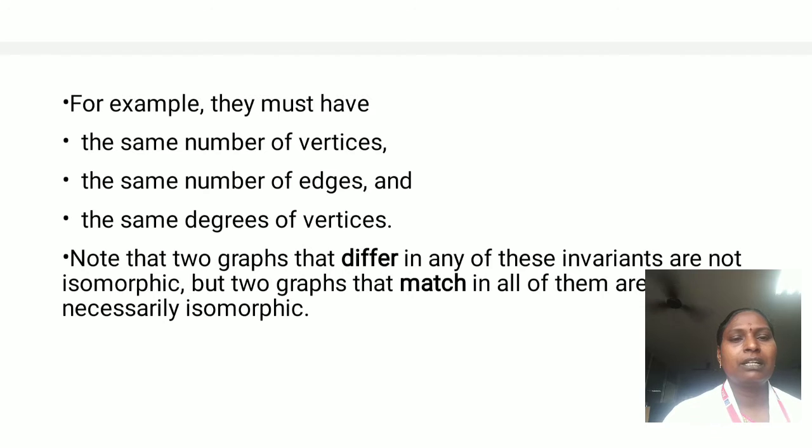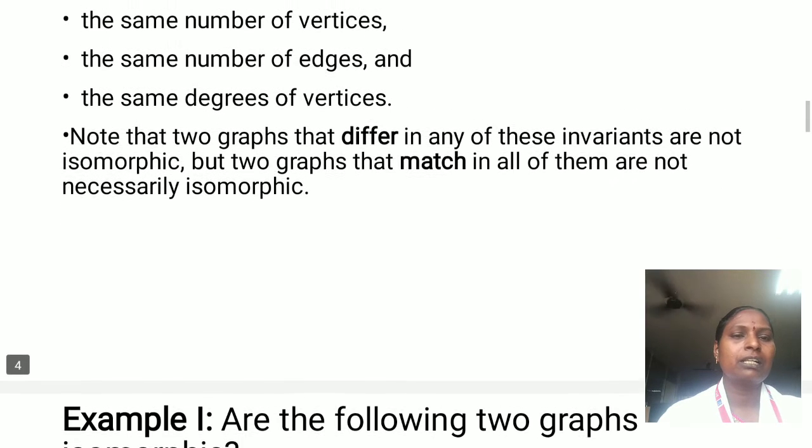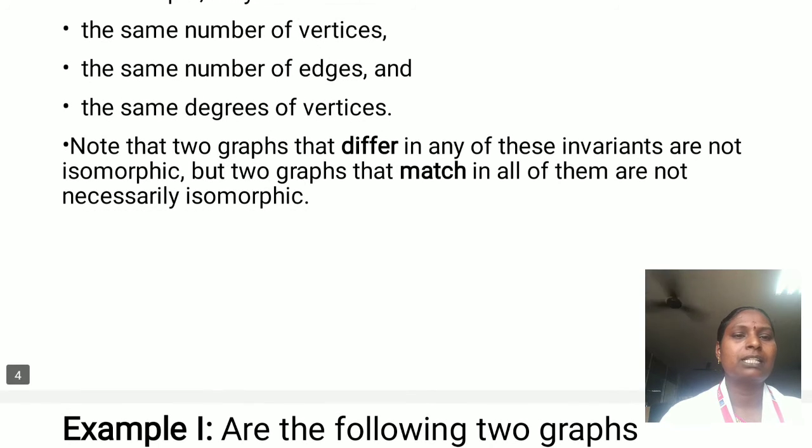The first condition is that the two graphs should have the same number of vertices. If G1 has 4 vertices, then G2 also has 4 vertices. The graph design may be different, but the number of vertices is the same and the number of edges is the same. Then the degrees of the vertices should be the same. So there are three main conditions: the same number of vertices, the same number of edges, and the same degrees of vertices. Mainly we are checking the one-to-one function, that is, adjacency.